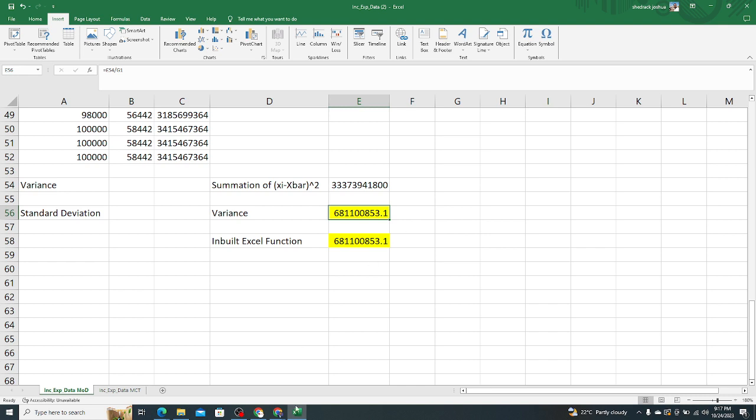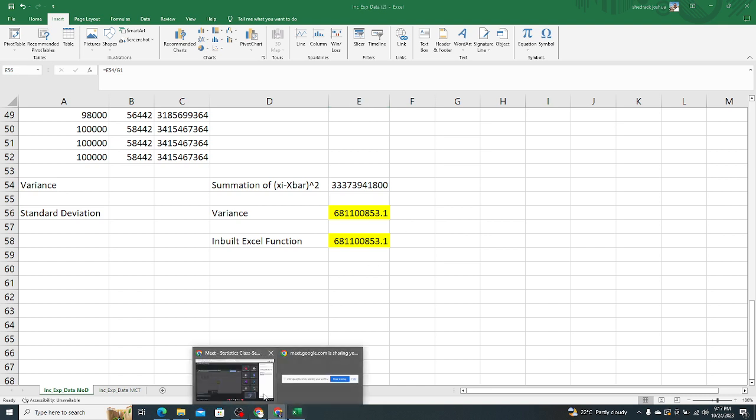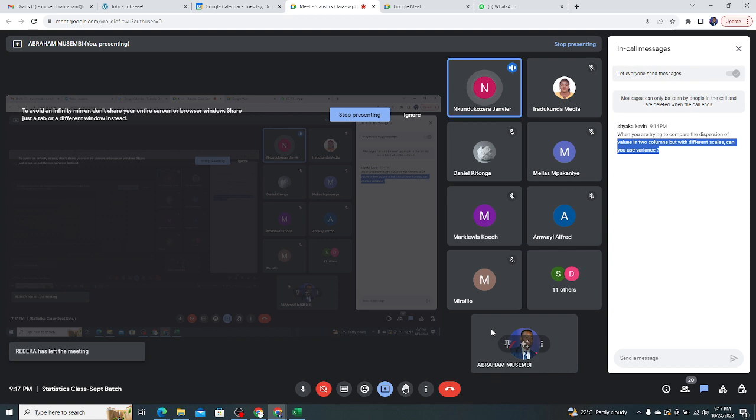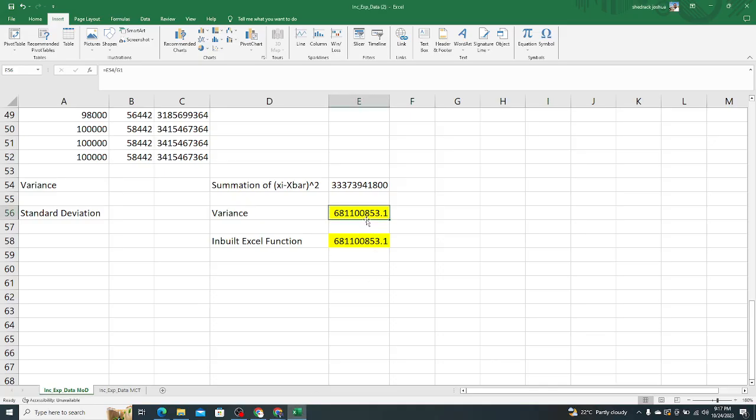So from that variance that we've got from that data set, what would be our conclusion? Can we say that the income for these people in our data set is different? I mean, people are getting different incomes, or maybe there is another inference we can get.